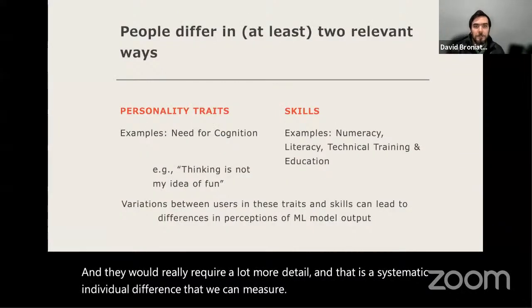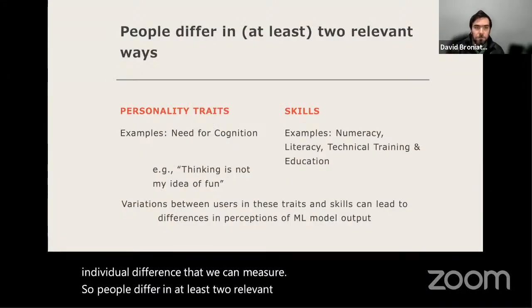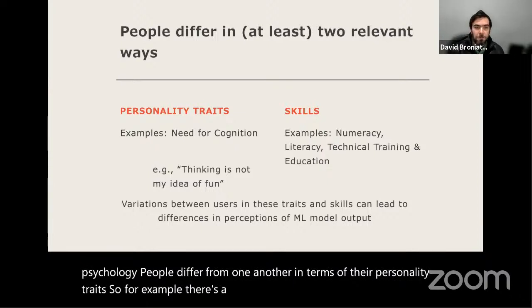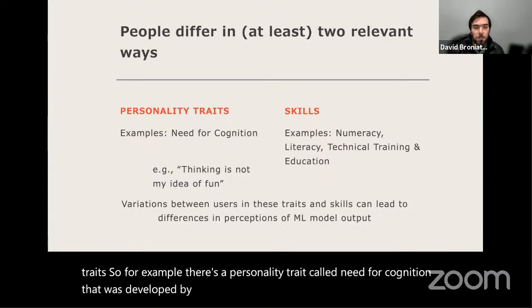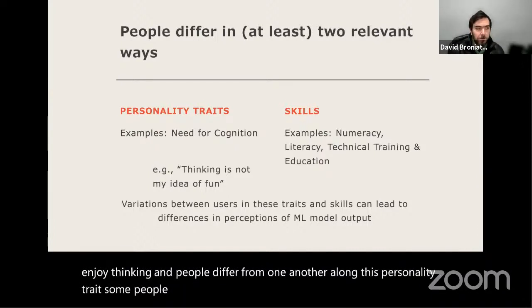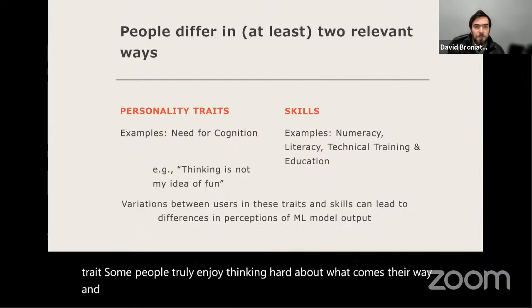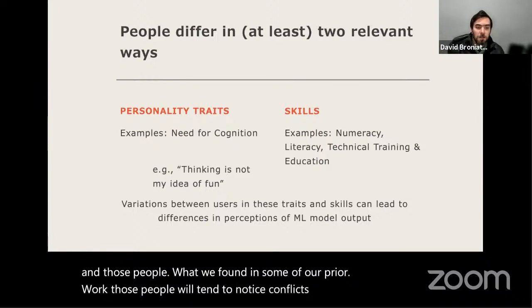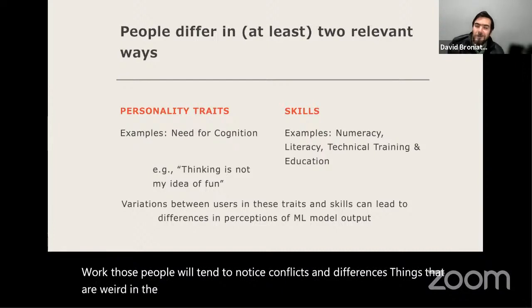So people differ in at least two relevant ways according to basic psychology. People differ from one another in terms of their personality traits. So for example, there's a personality trait called need for cognition that was developed by Cacioppo et al. That indexes how much people enjoy thinking. And people differ from one another along this personality trait. Some people truly enjoy thinking hard about what comes their way. And those people, what we found in some of our prior work, those people will tend to notice conflicts and differences, things that are weird in the data. They'll pay attention to the outliers.